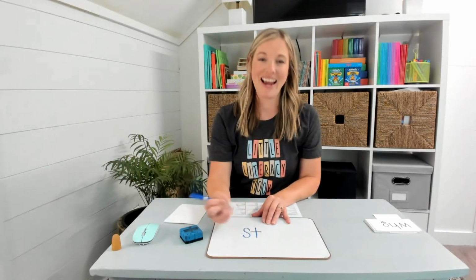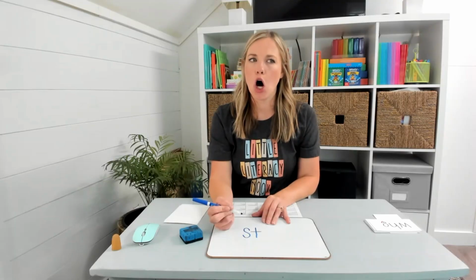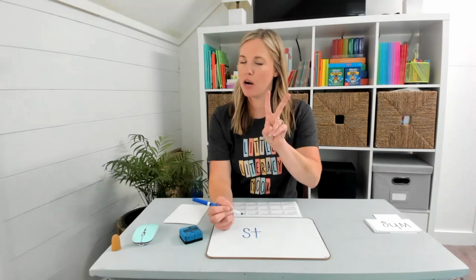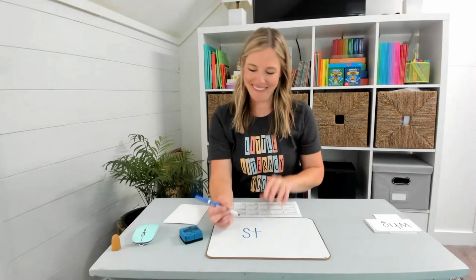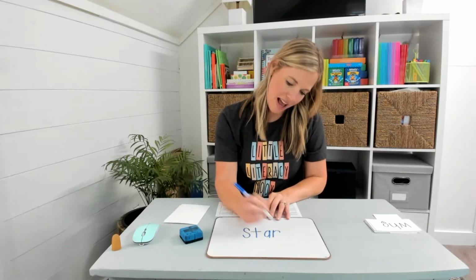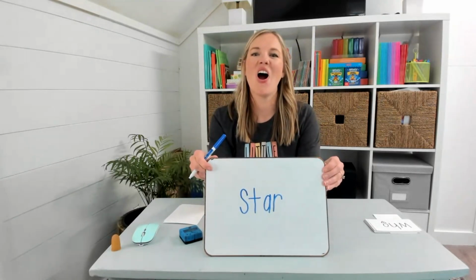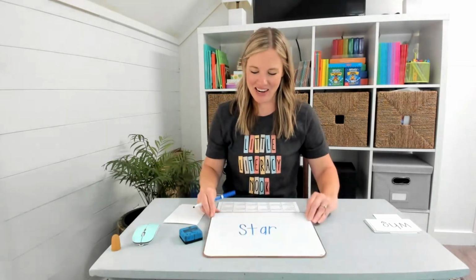T. Okay. Next is R. Two letters to spell R. What are they? A-R. A-R. S-T-A-R, star. You're a star.